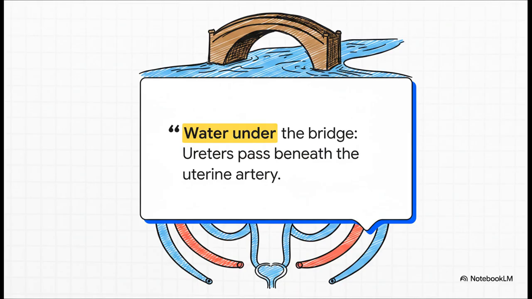Next up, water under the bridge. Guys, this simple phrase will absolutely save you on GYN surgery questions. During a hysterectomy, the water, which represents the ureters carrying urine, passes directly under the bridge, which is the uterine artery. Because they cross paths so incredibly closely, the ureters are the single most common site of injury during pelvic surgery. Just remember, water under the bridge.